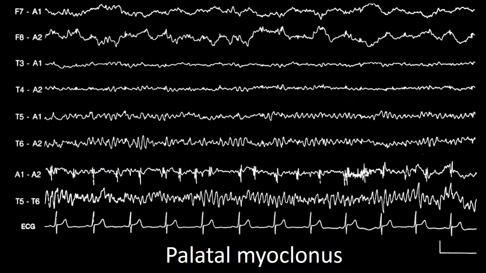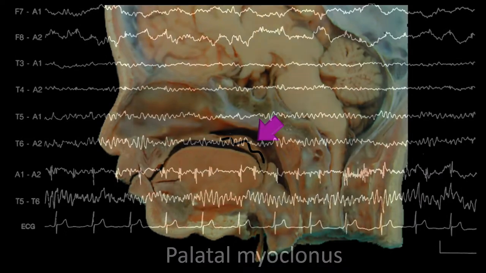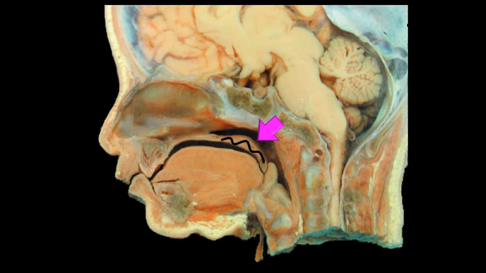This is another example of palatal myoclonus. Notice the presence of palatal myoclonus in the A1-A2 channel, but their absence in the T5 to T6 derivations. Also notice that it is not present using ipsilateral temporal ear derivations. In this frame, the area pointed by the arrow indicates the position of the palate. I place a wiggly line to indicate myoclonus.